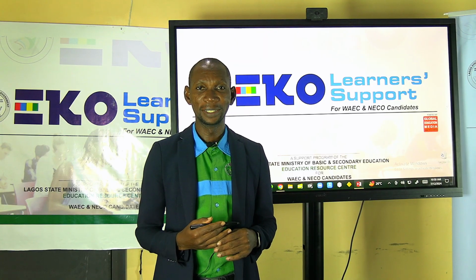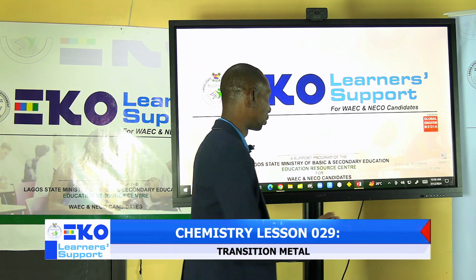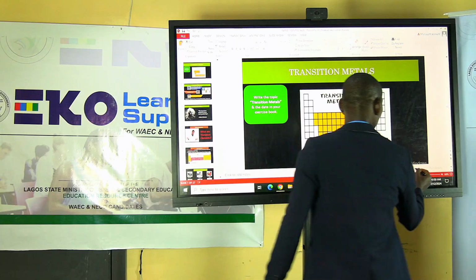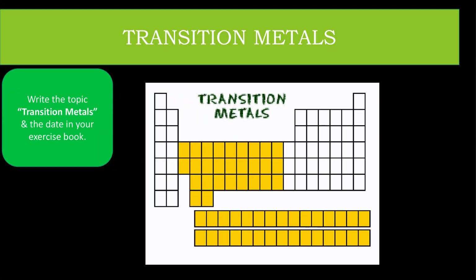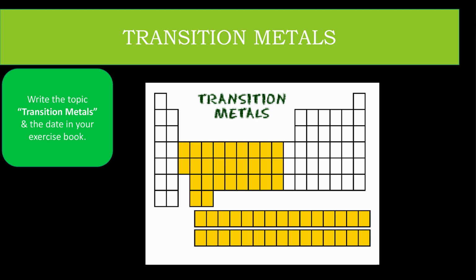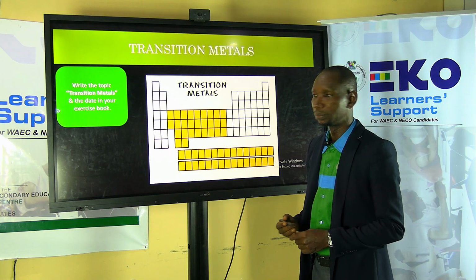Very correct. They are all transition metals. And that's exactly what we are going to learn today. So, get your exercise book and write the topic and today's date. Transition metals. As you can see there, these are elements that are occupying the D block in the periodic table.